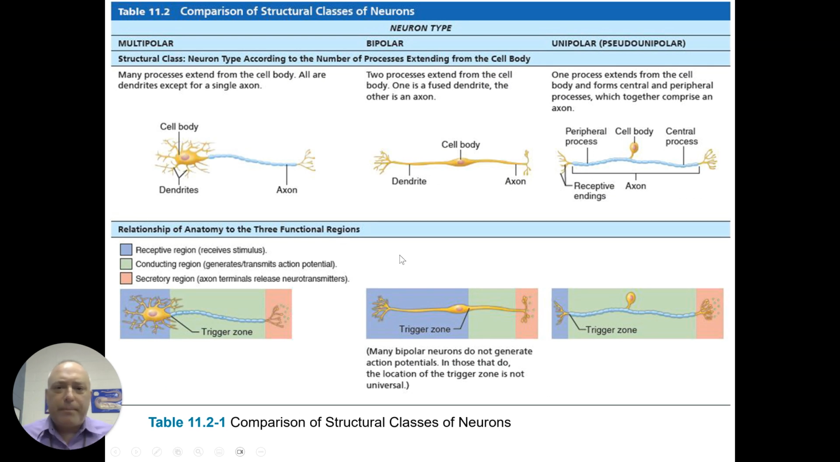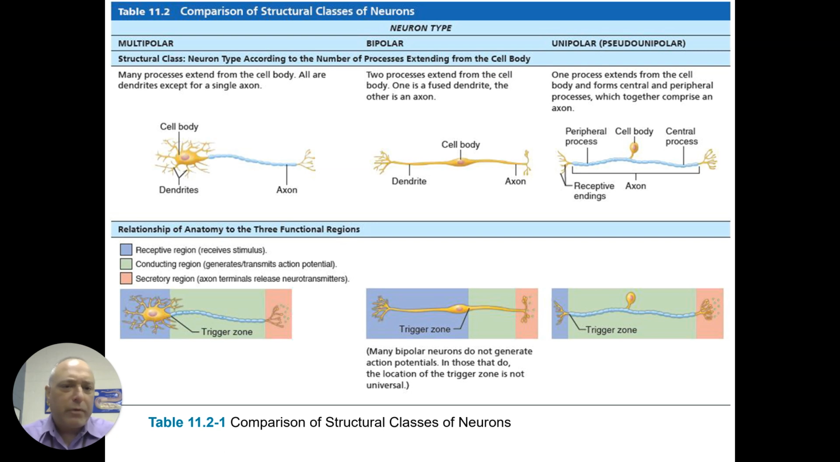So there are three different types of neurons. There's multipolar, bipolar, or unipolar. And these refer to the processes extending out of the cell body. So if we start with the multipolar, there are many processes that extend out from the cell body, and you have a single axon. With bipolar neurons, you've got two processes that extend out from the cell body. One is a fused dendrite, and the other is the axon.